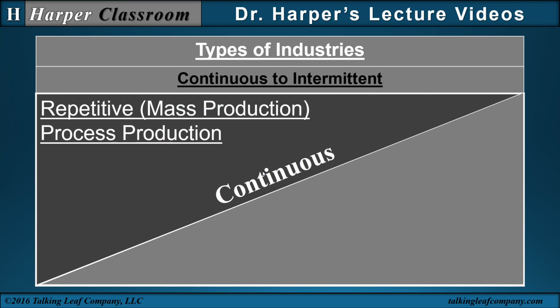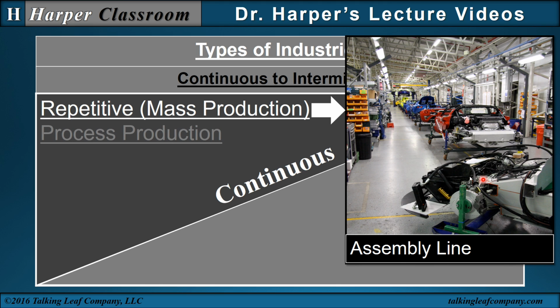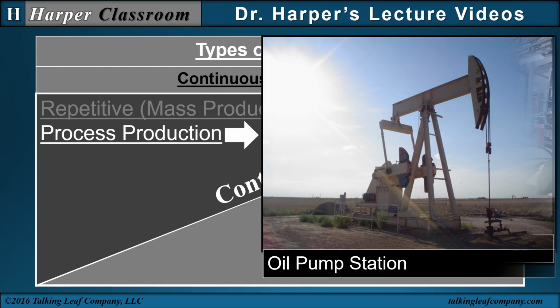Let's look at continuous. One type of continuous industry is a repetitive industry. An example would be an assembly line, mass production. Every station has discrete elements of work that is repetitive continuously. Another type of continuous industry is a process industry. Here's an example of an oil pump station that's a mechanical process. You can also have a chemical process, like steel manufacturing, or a biological process, like forestry.